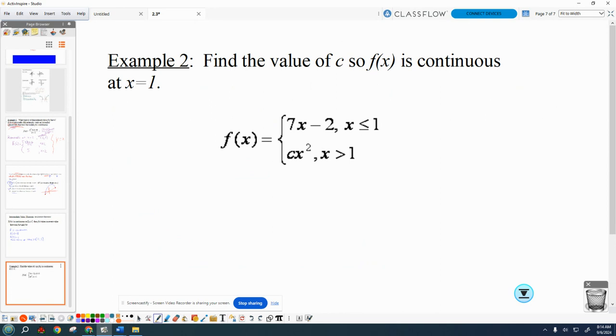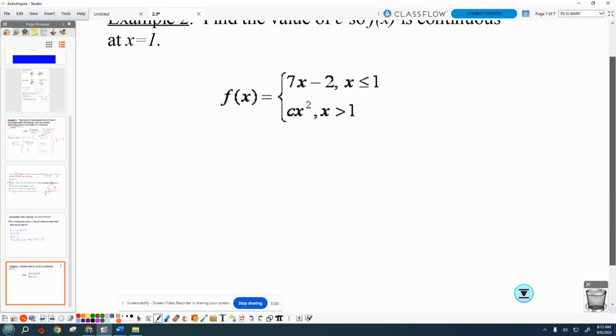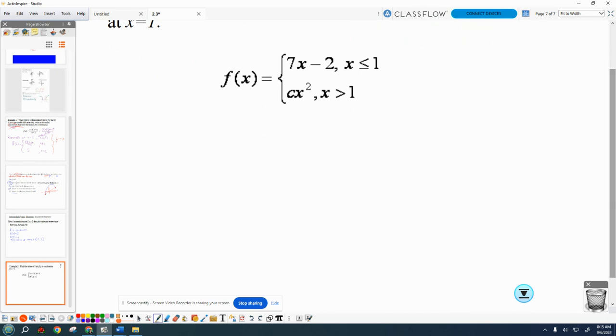Got an answer? Or which answer? C equals 5? Okay. So, I imagine what you guys did was this. This might even be more work than you showed. They're not gonna like that.